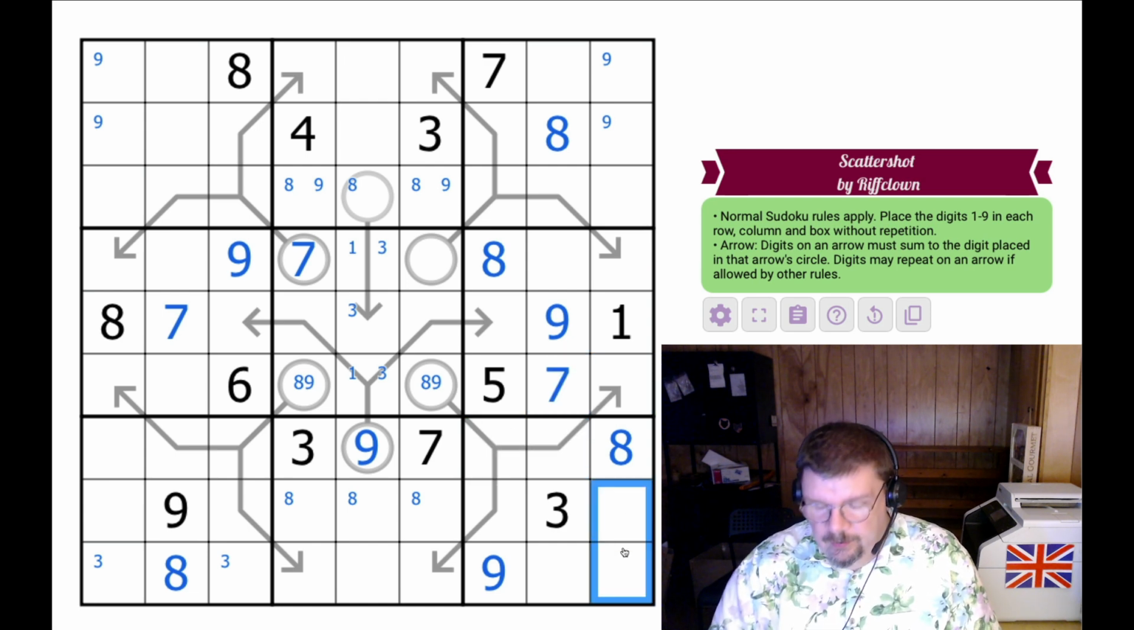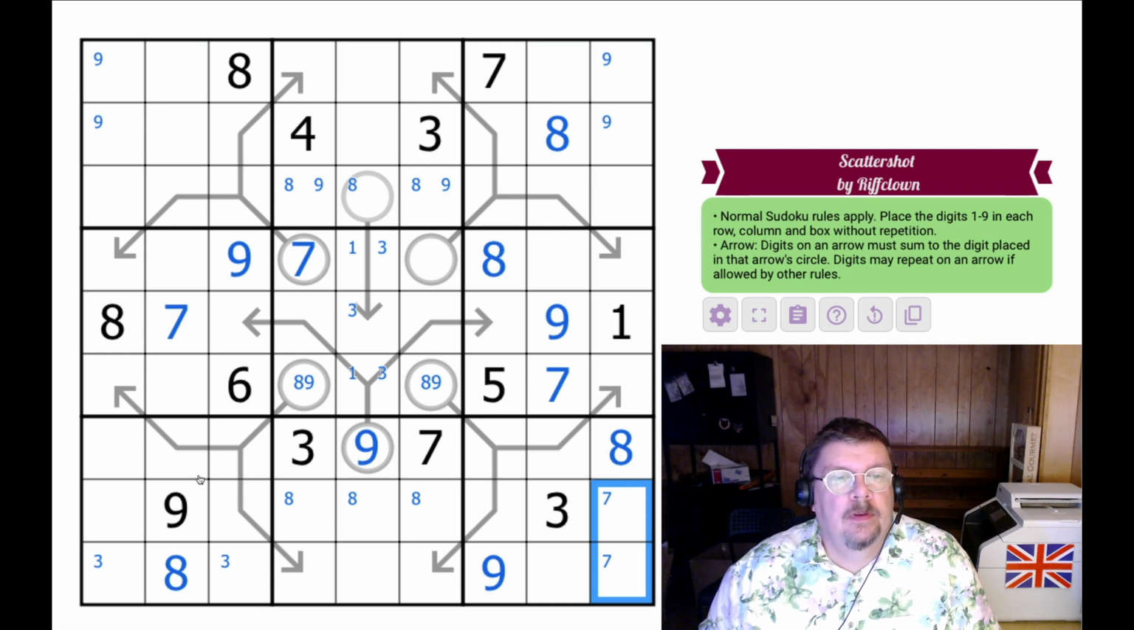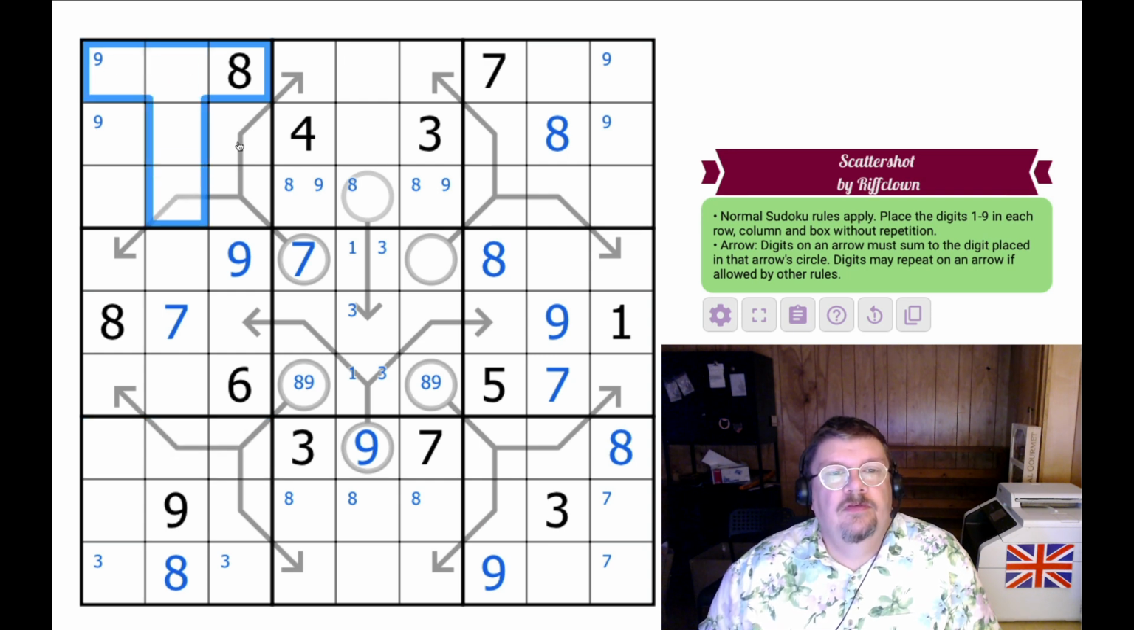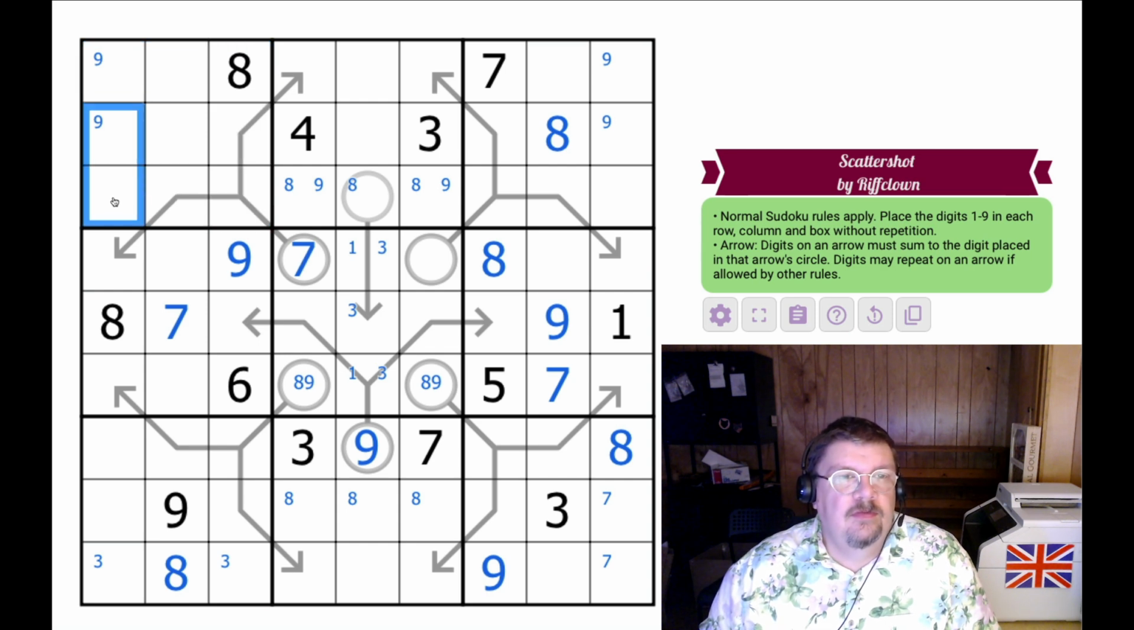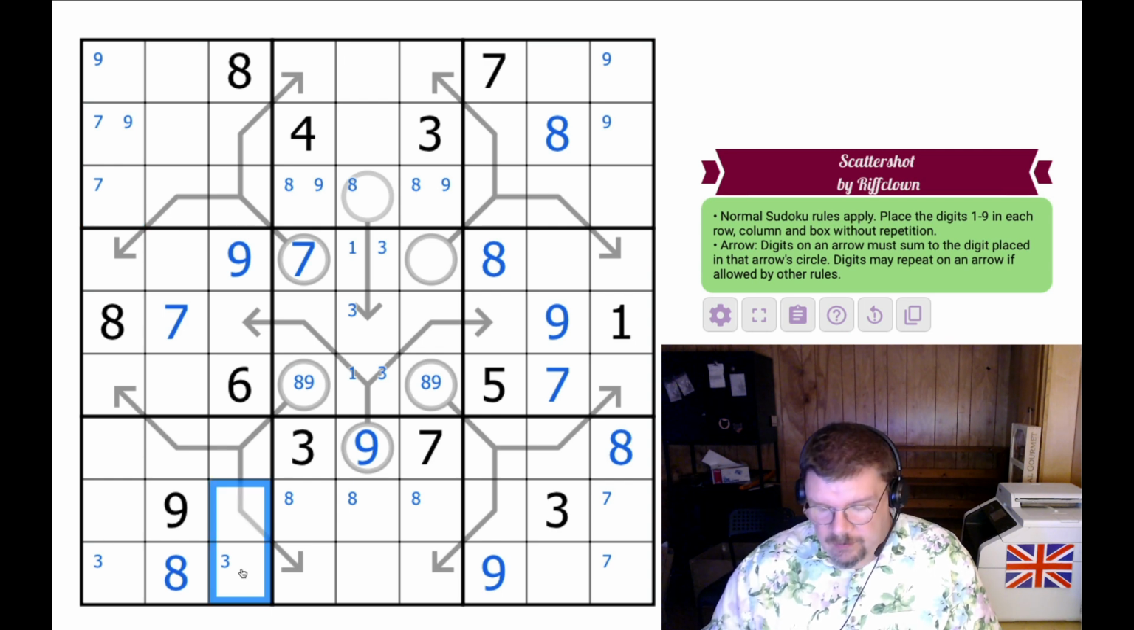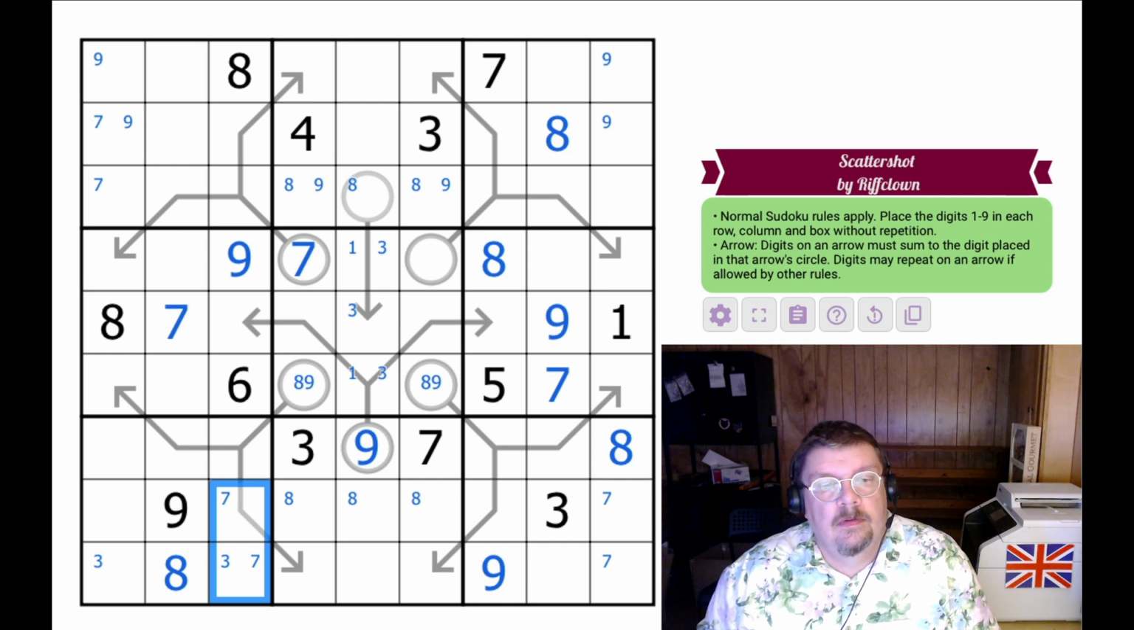That now places 7 into one of those two. 7 can't go onto this arrow because the sum is 7, so 7 is in one of those two. That places 7 into one of these two. 7, 1, 1 could work.